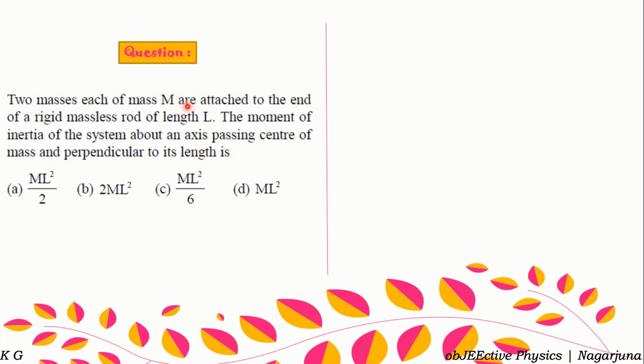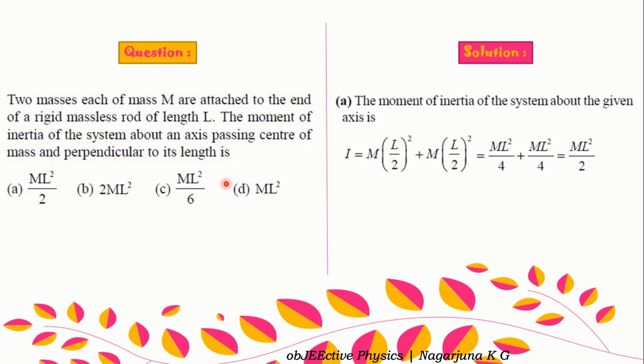Two masses each of mass M are attached to the ends of a rigid massless rod of length L. The moment of inertia of the system about an axis passing through the center of mass and perpendicular to its length is? Solution: The moment of inertia of the system about the given axis is I = M(L/2)² + M(L/2)² = ML²/4 + ML²/4 = ML²/2. So here the rod is massless, two masses are at both the ends, and the axis is passing through the center.